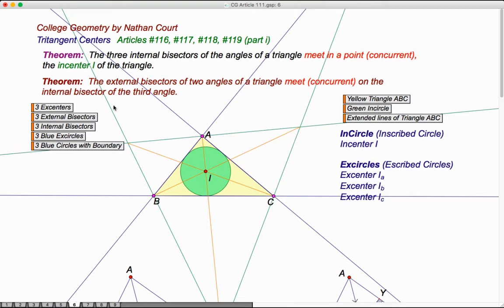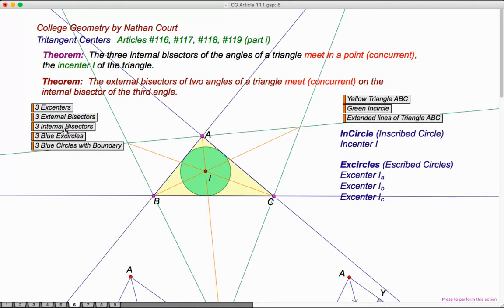Okay? This one bisects this external angle, and this one is bisecting these two angles, okay? And then this one bisects this external angle. So we have three external bisectors and we have three internal bisectors. The three internal bisectors are concurrent.